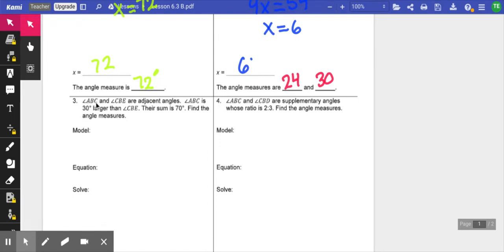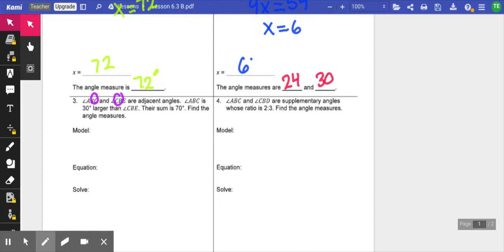All right, scrolling down the page. Angle ABC and CBE are adjacent angles. And I know that they're adjacent angles because I can see the side they share. They share side BC. See how they both have a BC in them? That's why I know they're adjacent. Angle ABC is 30 degrees larger than angle CBE, and their sum is 70 degrees. Find their angle measure.